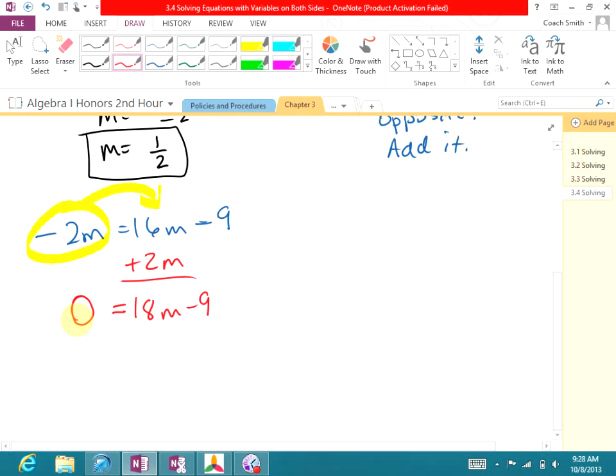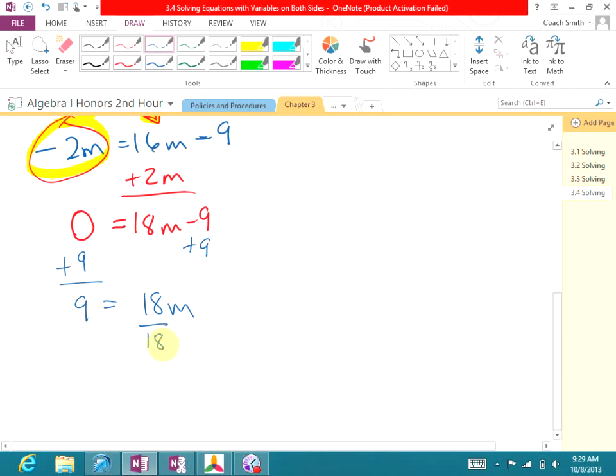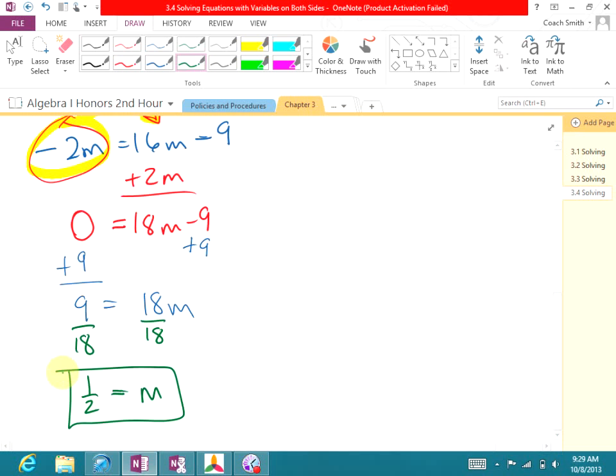Or they rewrite the problem, but bottom line is, if I take this over to the other side, there is nothing left on the left side of the equation. How we express nothing in math is 0. So now I add 9 to both sides. That gives me 9 is equal to 18m. Divide by 18, and you have 1/2. So either way, you end up with the correct answer.